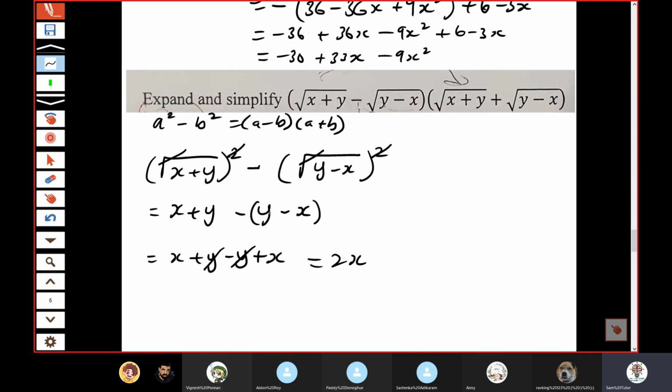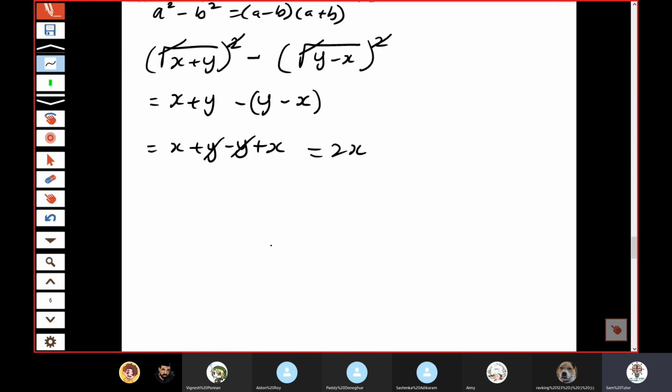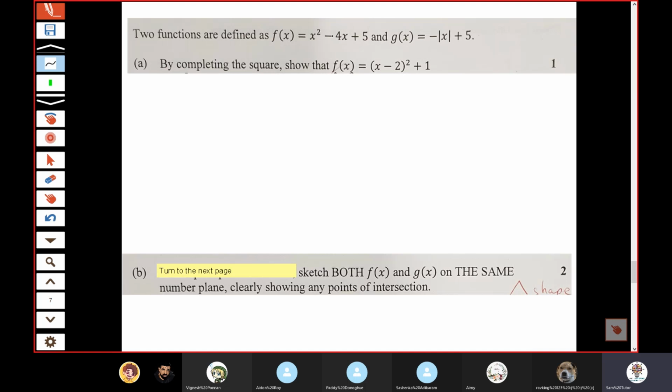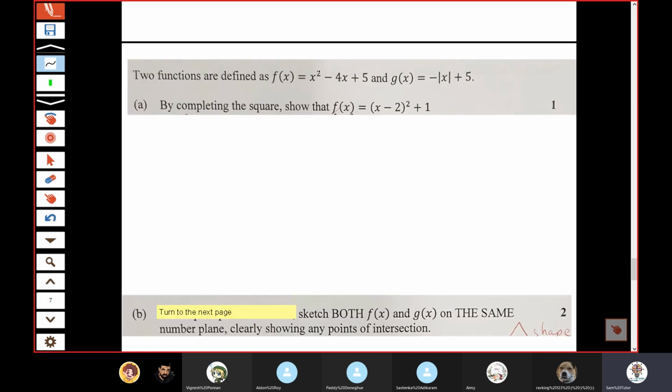Any questions? No. All right. Two functions are defined as this and this. And just so you guys know, these are called, obviously, parabolas. And these are called absolute values, absolute value functions. By completing the square, show f of x is this.